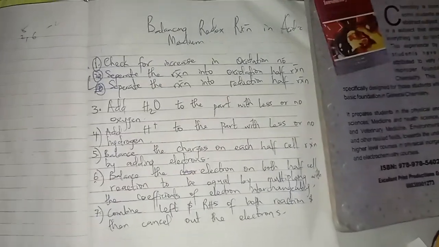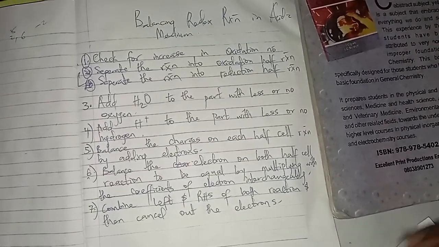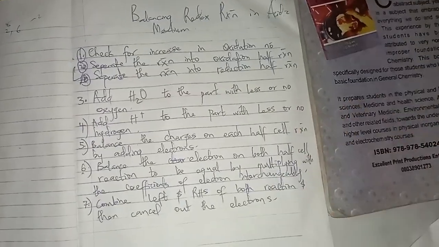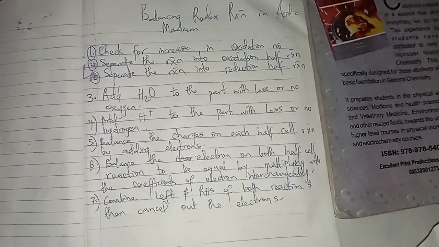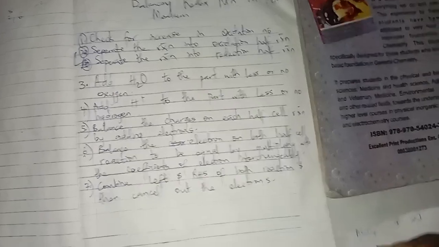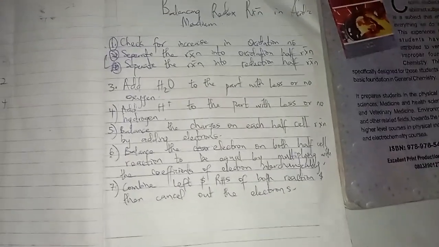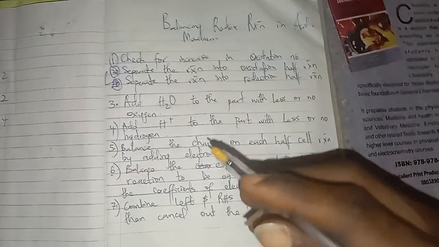Okay, so here you have it: balancing redox reactions in acidic medium. These are the rules. The first rule is to check for... But here, what we are going to be doing is in basic medium.